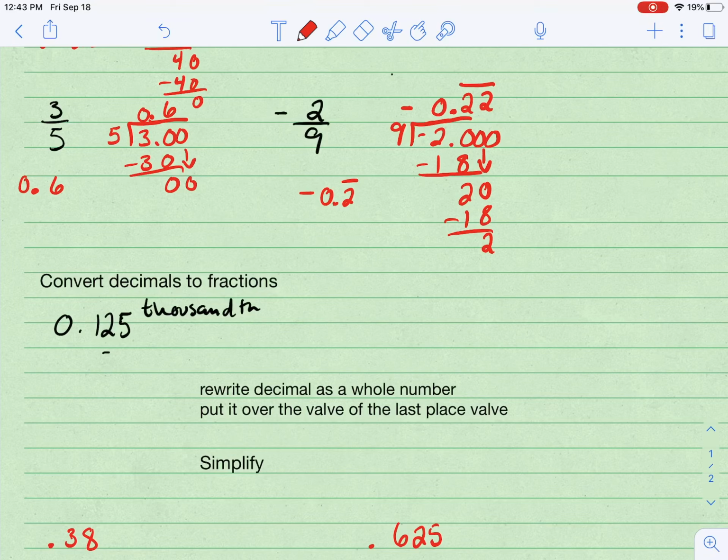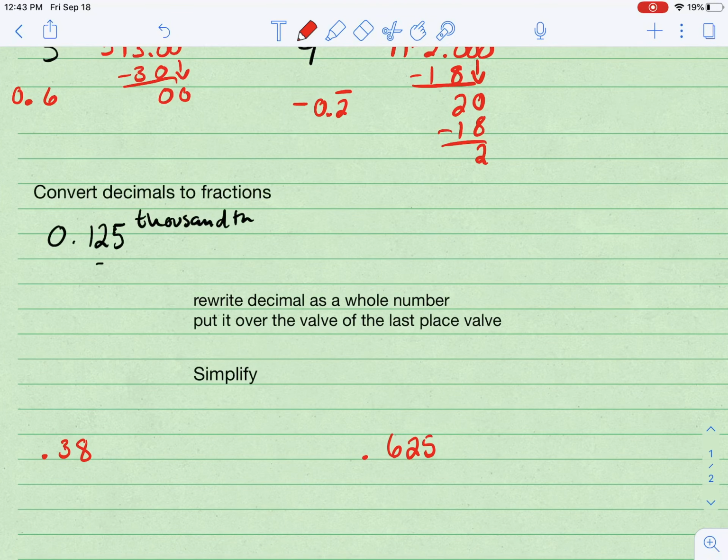Okay, so now if we want to convert decimals to fractions, so now we're working in reverse. So this is where you're going to note the place value. Okay, so this number, 0.125. So this is the tenths place. This would be the hundredths. And this would be the thousandths.